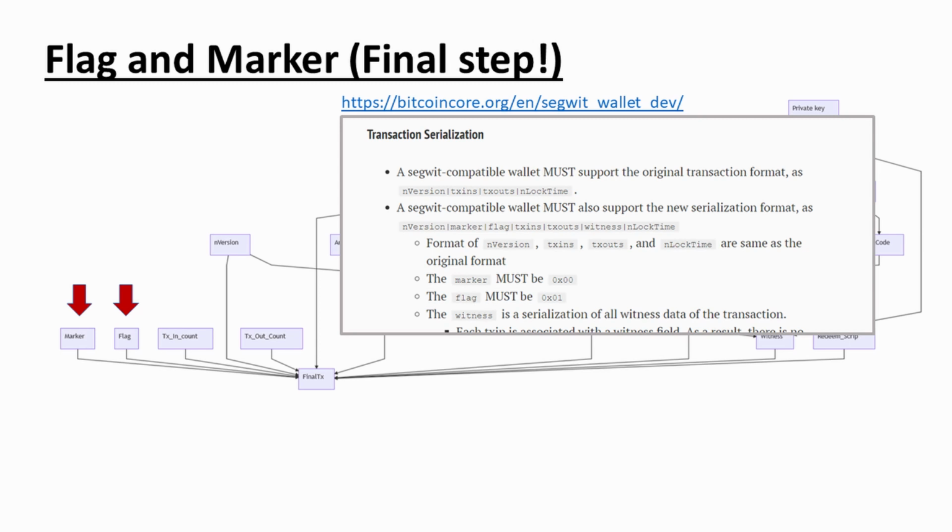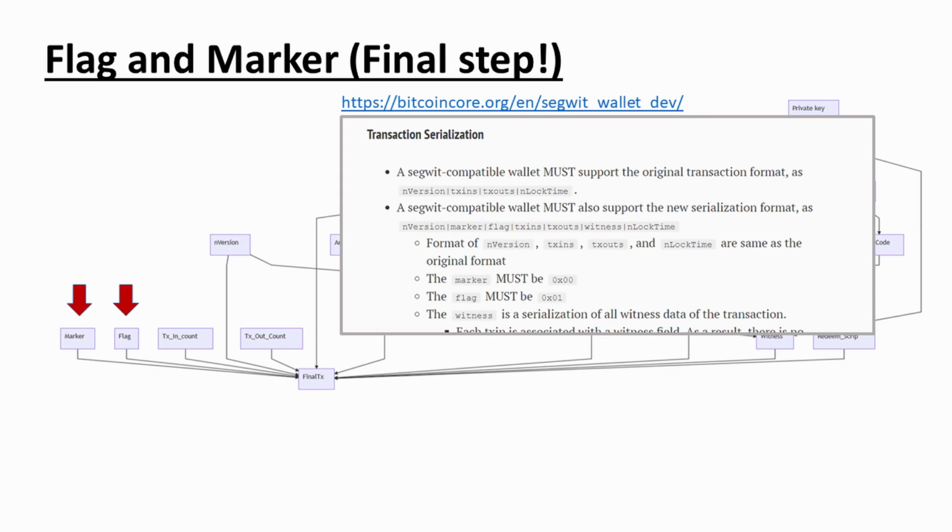Okay guys, I hope that you are excited because this is the final step, the flag and the marker. Flag and marker are defined in the Bitcoin Core Segwit wallet developer reference, and I will leave a link to that in the description below. But those fields are basically just technical fields that tell the other nodes what type of transaction we are using. And they have also been predefined, so we don't really have to think about it too much. As we can see, the marker must be equal to 0, and the flag must be equal to 0, 1.